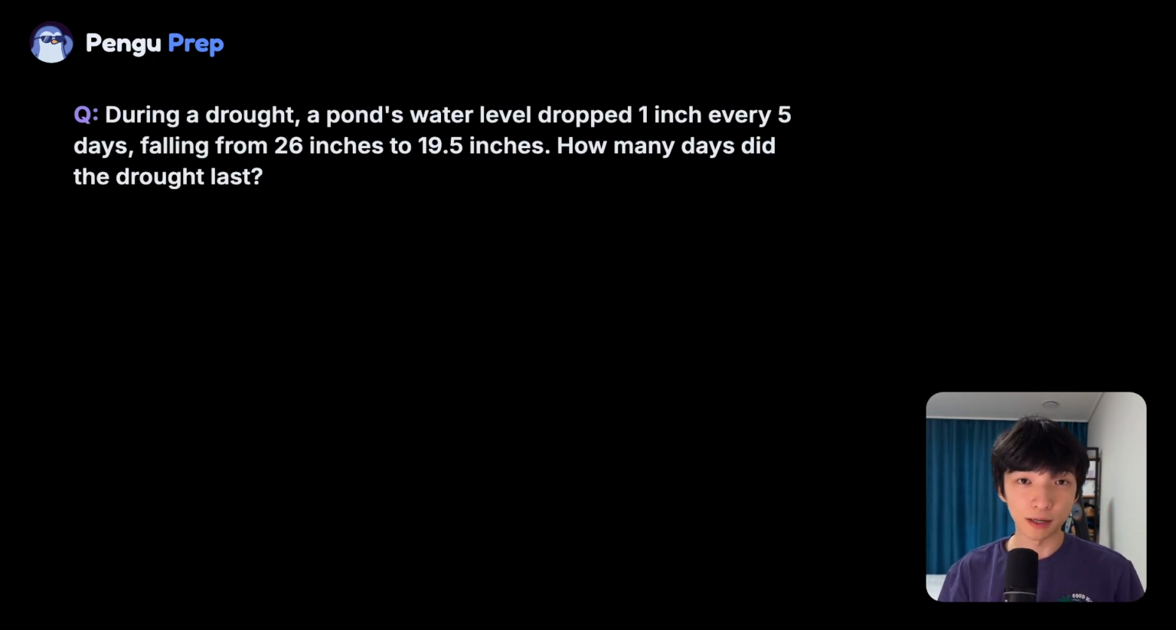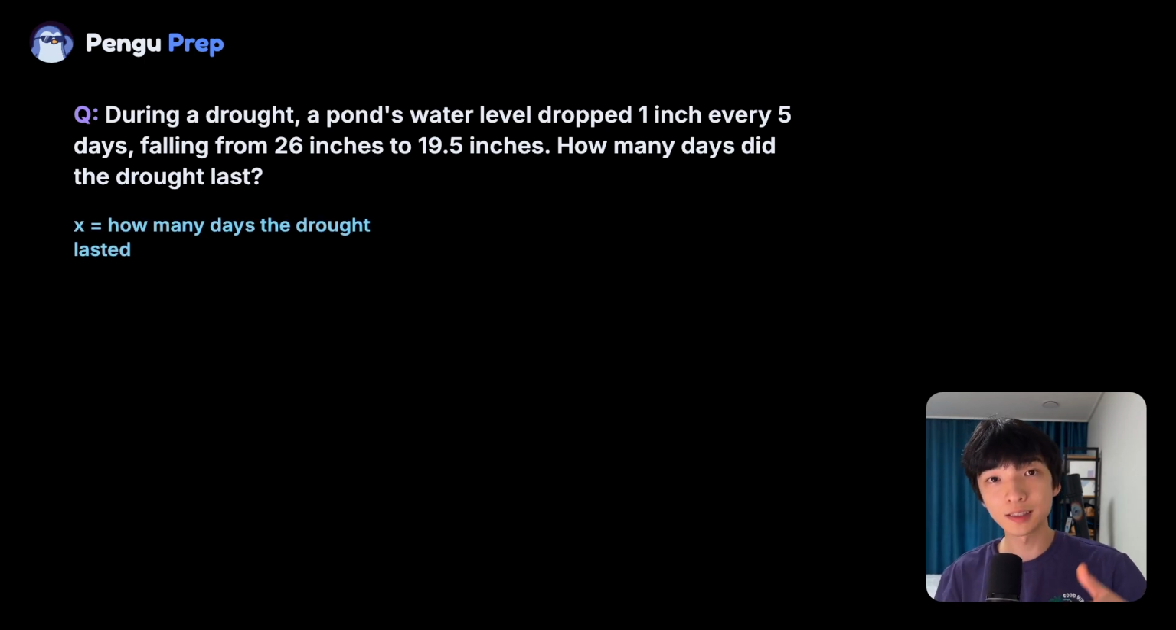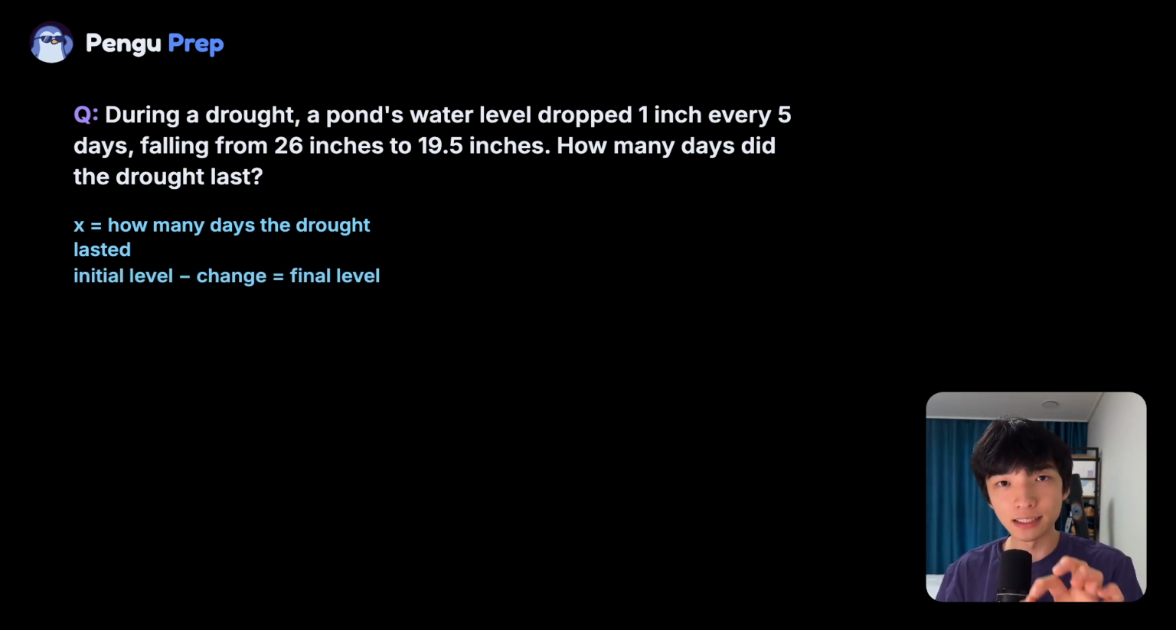Here's the next problem. Pause the video and read it first. What are we trying to find here? We're trying to find how long the drought lasted. So we're going to set that as x. And now we just need to find a linear equation which uses x. The most obvious linear equation here is going to be the initial water level minus the change equals the final water level. That gets us 26 minus the change equals 19.5.